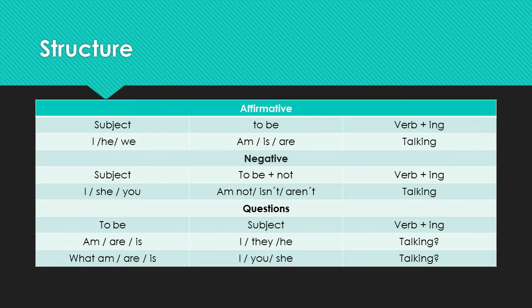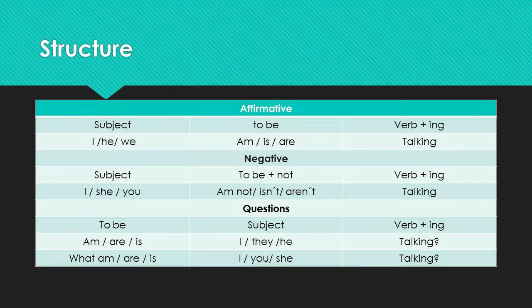So now, the subject could be I, he, or we. The verb to be: am for I, is for he, and are for we, right? And the verb with ing. In this case, we're going to use the verb talk. It is talking, right? So, for example, it could be I am talking, he's talking, or we are talking, right? That is for affirmative.